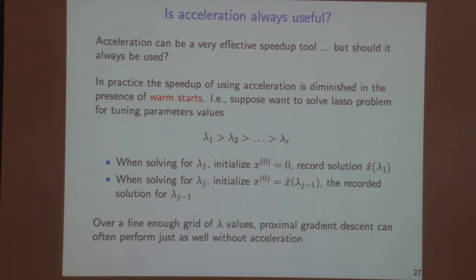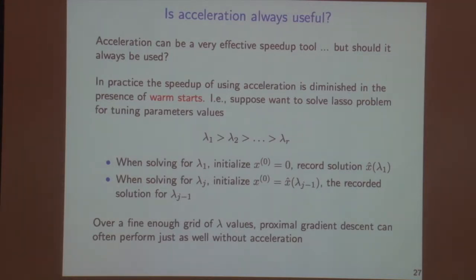Right? So this is called warm starting our optimization algorithm. It's just written down here. Solve for lambda 1 to the biggest value, initialize it arbitrarily, in some sense, and record the solution at that lambda value. I'm calling that x hat of lambda 1, to go back to the hat notation we often use in statistics. Then when we're solving for another value of lambda, say lambda j, we initialize it at the recorded solution for the previous value of lambda.